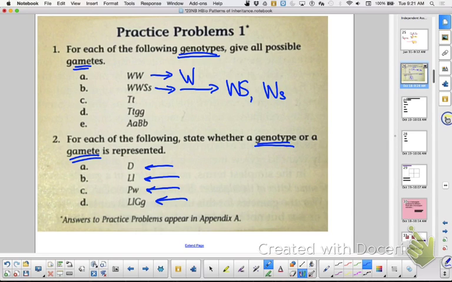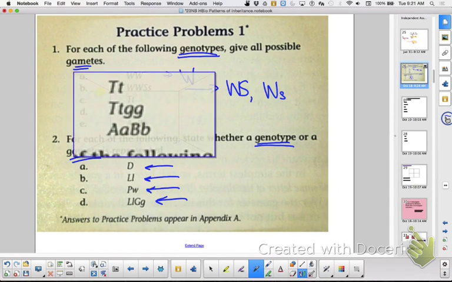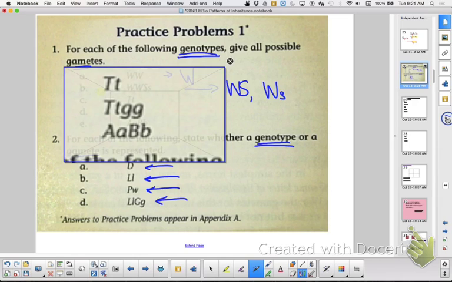Want to do these three right now? Yes. Okay, so on your scratch paper, for each of those three, give all the possible gametes. Don't say it out loud. Just do it. When you're done, double tap, check with BioBuddy.